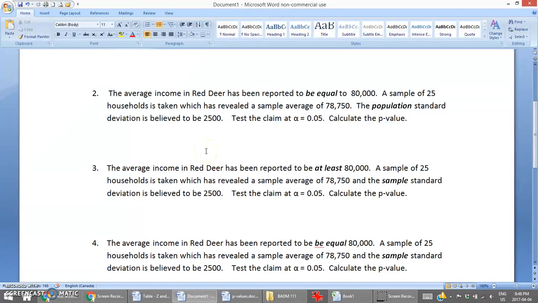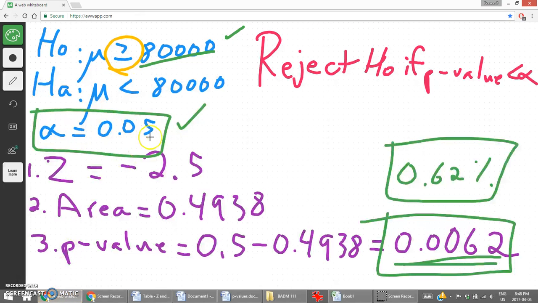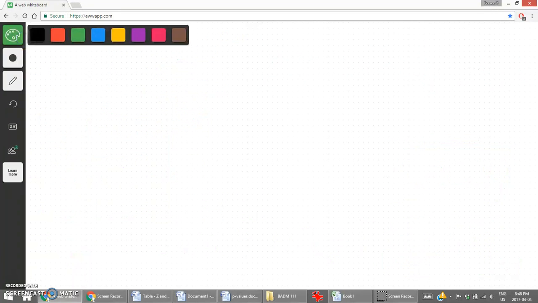Question 2, the average income in Red Deer has been reported to be equal to 80,000. The population standard deviation is given, so the question is the same. The only difference is that we have that change. So we are, in question 2, dealing with a two-tailed hypothesis test. Let's erase this. A two-tailed hypothesis test is going to look like this.